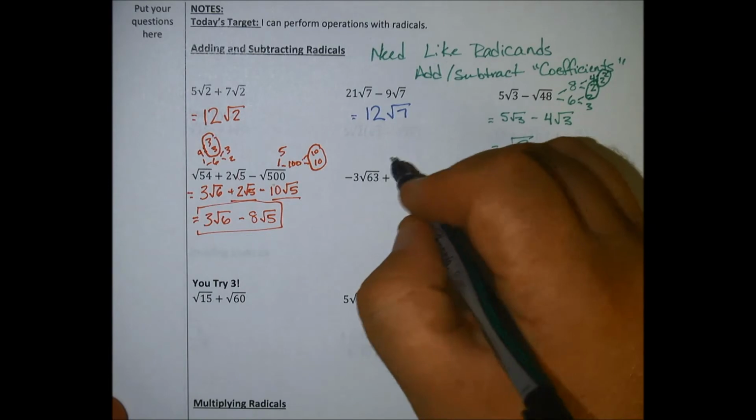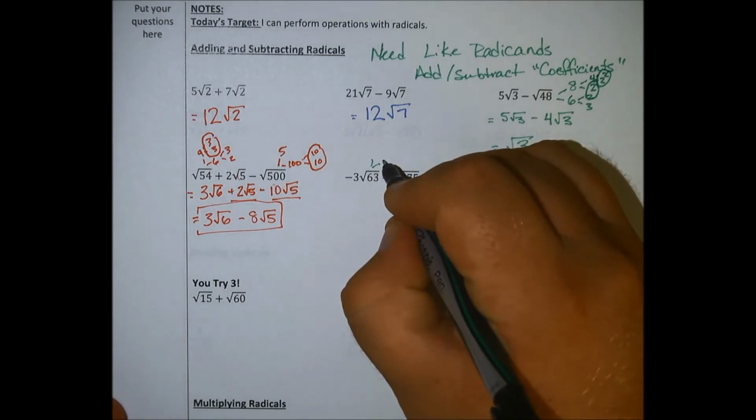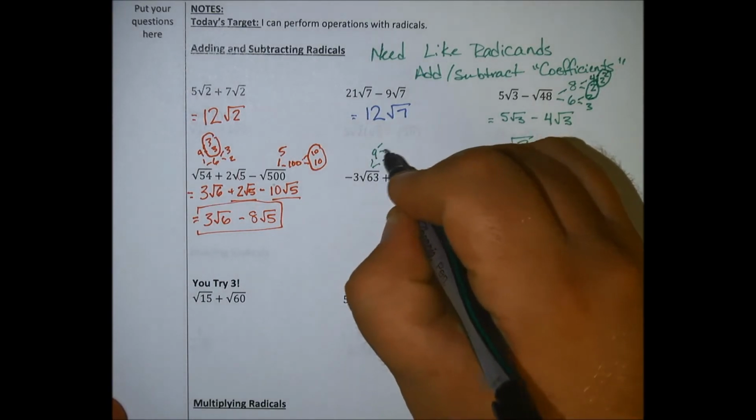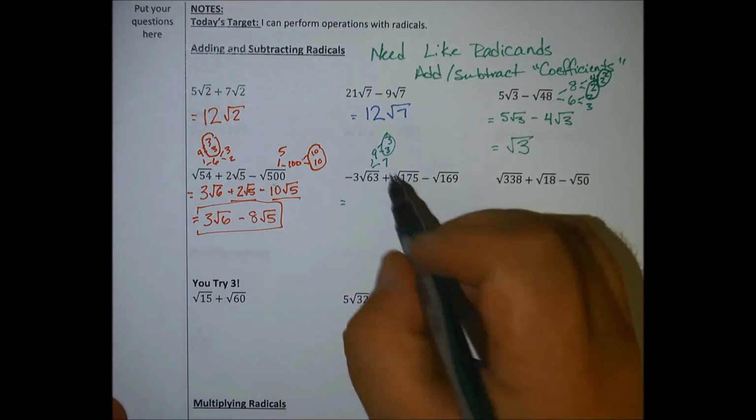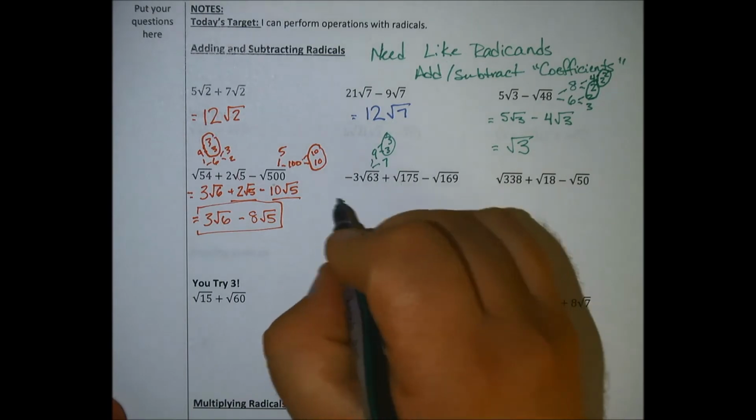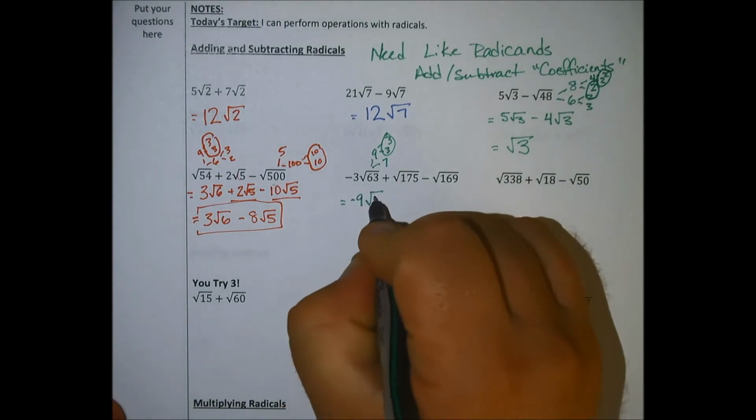Let's see, 63 is kind of ugly. That would split up into 7 and 9. And 9 is 3 and 3. So we have 3 as an exit buddy. All right, we're multiplying that by that negative 3 there. Gives me a negative 9 square root of 7.